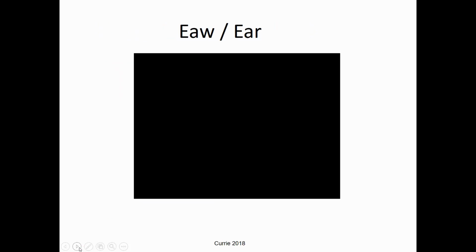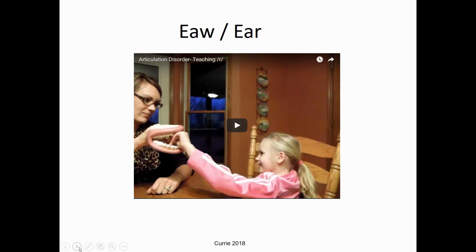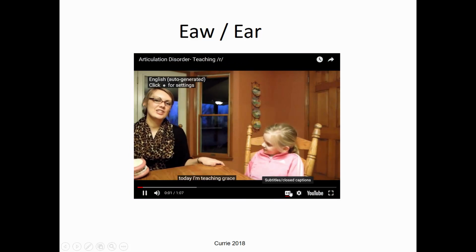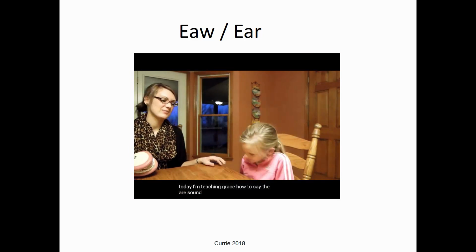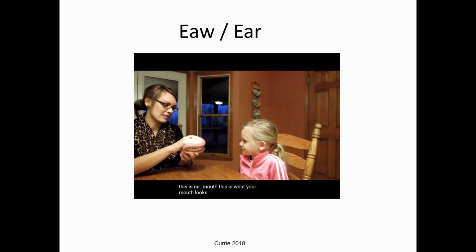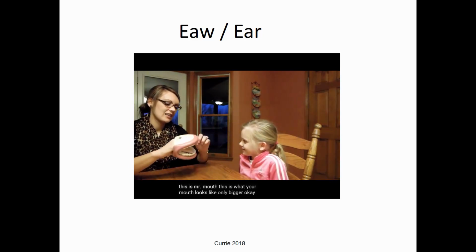So here's a little girl working with a speech and language pathologist who teaches her how to say the word ear. Today I'm teaching Grace how to say the R sound. Okay, Grace, this is Mr. Mouth. This is what your mouth looks like, only bigger.